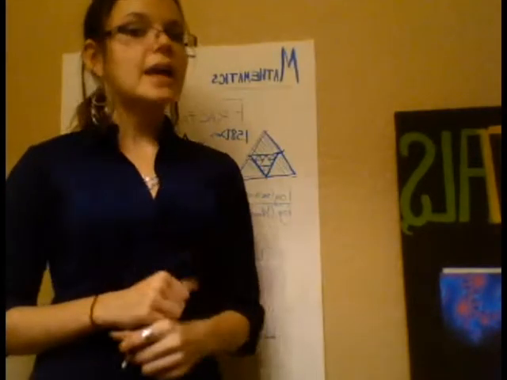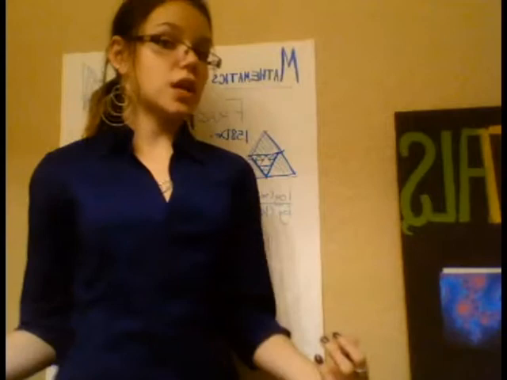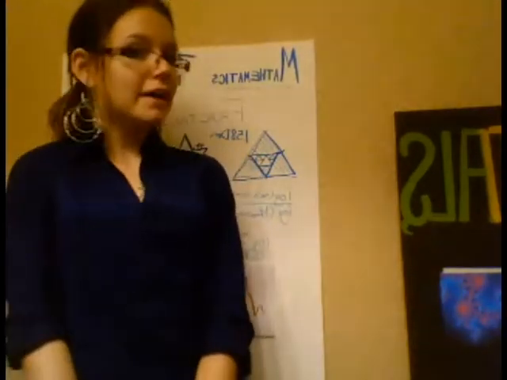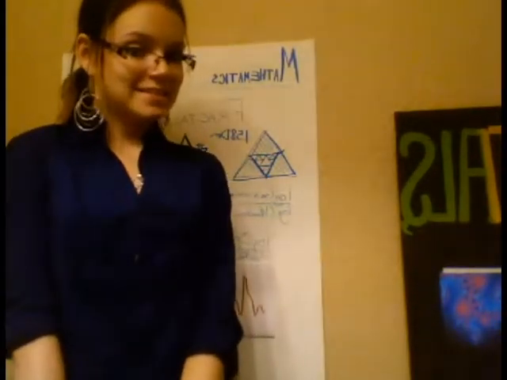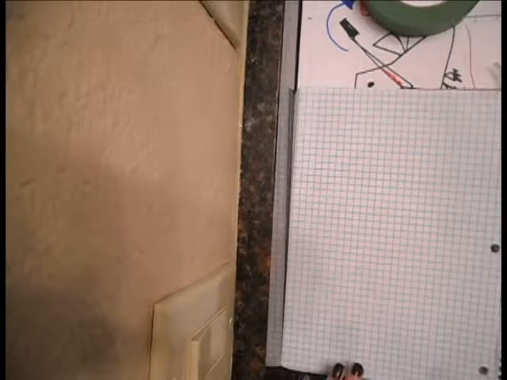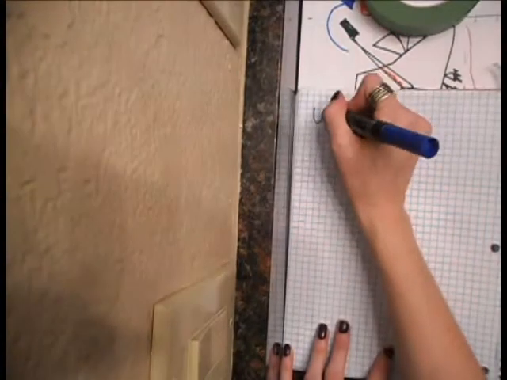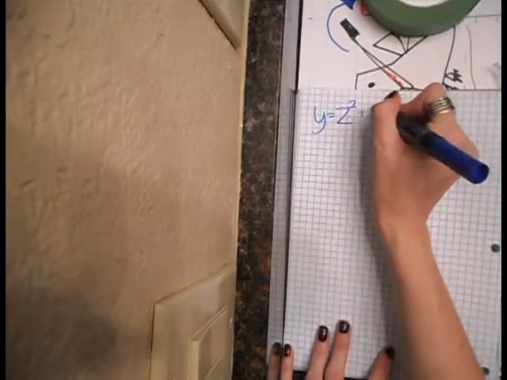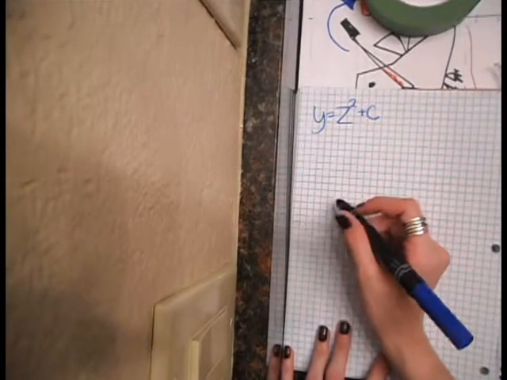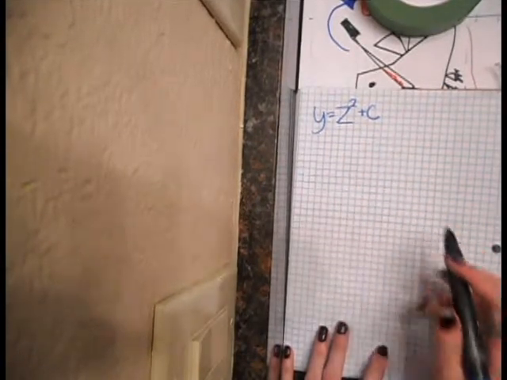So, we can see the general shape by making a few simple calculations by hand. The Julia set fractal is defined by a simple complex equation: y equals z squared plus c. Now, it's not quite as simple as it looks because z and c both represent complex numbers.